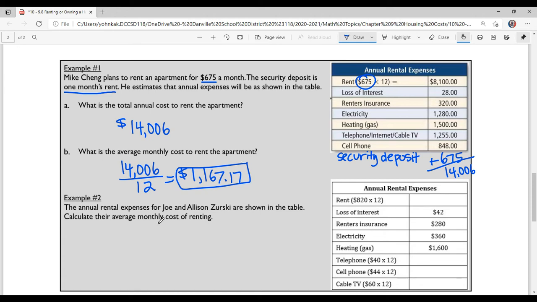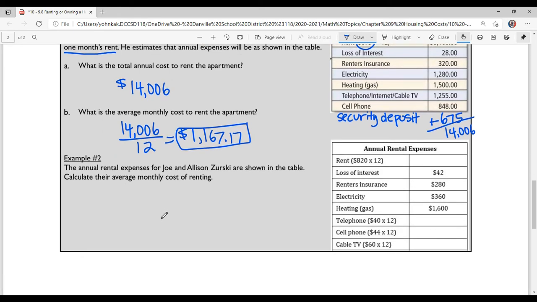Okay, number 2, the annual rental expenses for Joe and Allison Zersky are shown in the table. Calculate their average monthly cost of renting. Okay, so this table has fewer items filled in. It tells us our rent is $820 a month and we're renting for 12 months. So if we multiply that, we get $9,840.